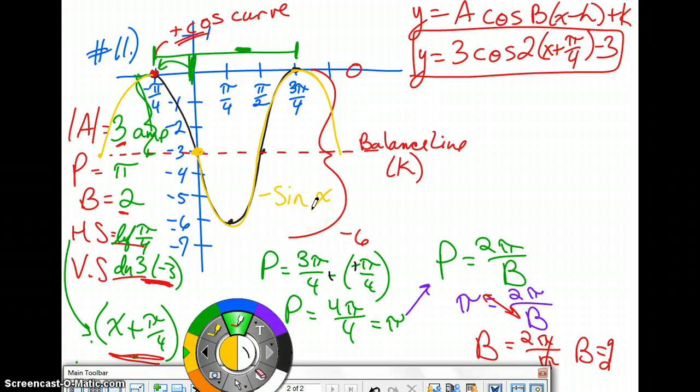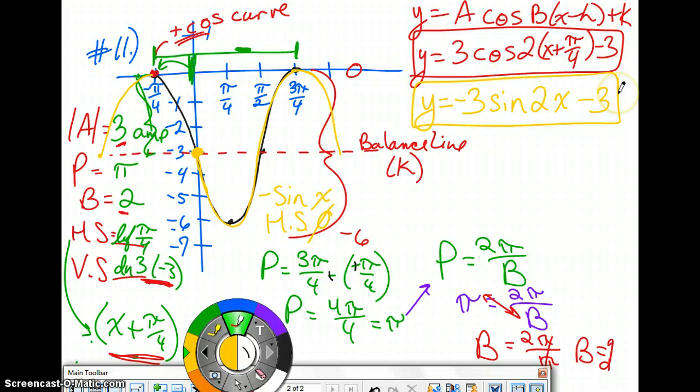And now we have a new horizontal shift, which actually is non-existent, so this is going to be easy to write. It's a negative sine curve, so we need a negative 3 in the front. Negative sine 2 x, because there is no horizontal shift. We're right there on that y-axis where we start out. But we do have a vertical shift. We went down 3. So here would be the equation in sine form.